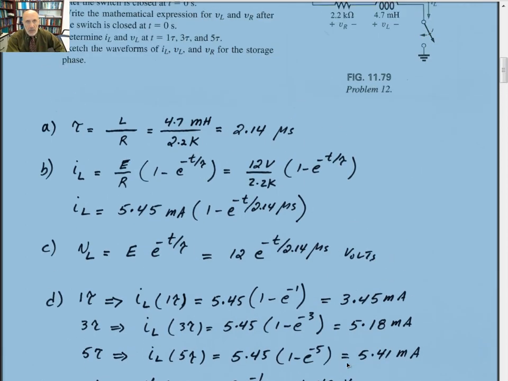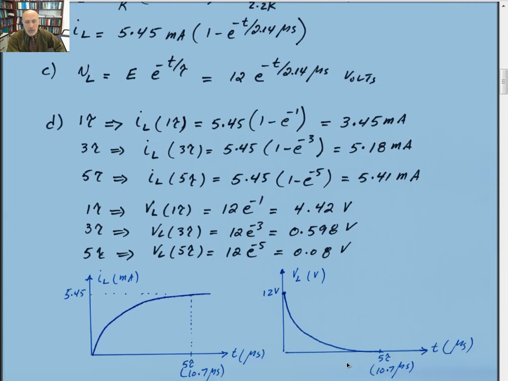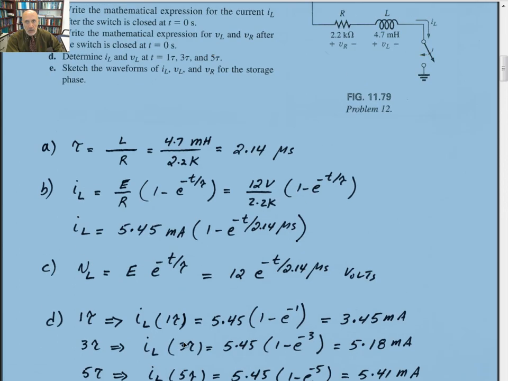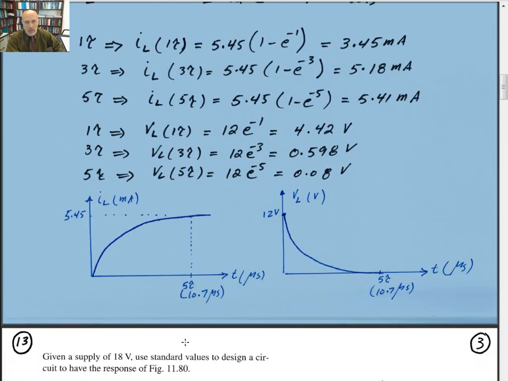Part C of the problem says sketch the waveform for the current and the voltage. Current starts out at 0, goes up to 5.45 milliamps at the 5-time constant. If you multiply 5 by the time constant, which was 2.14 microseconds, you get about 10.7 microseconds, which is steady state.